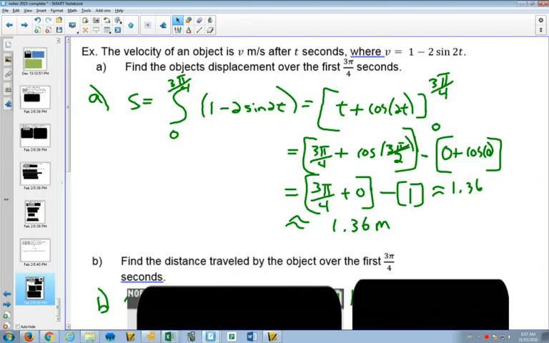So we can just plug 0 to 3 pi over 4 in there for the displacement. Plug everything in. You can leave your answer as 3 pi over 4 minus 1, or if you want to plug it into your calculator, you're going to get 1.36 meters. So this could be a non-calculator question because all of those values are values you know.